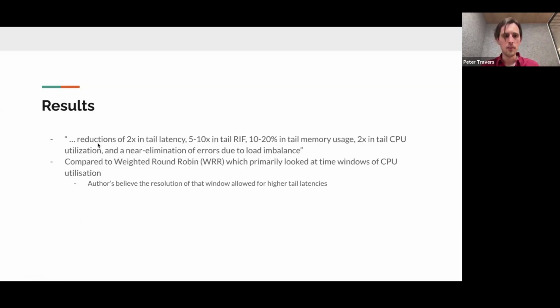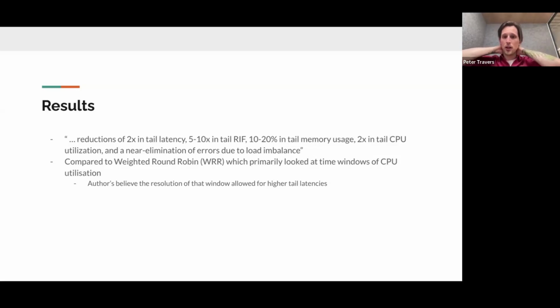Yeah, so what they saw is a massive reduction in tail latency, which is the primary concern they were dealing with at YouTube: how do they cut that tail latency for delivering a homepage to an end user. So they cut their tail latency in half, and they cut their tail of open requests, the RIF, by 5 to 10 times, which is pretty incredible.